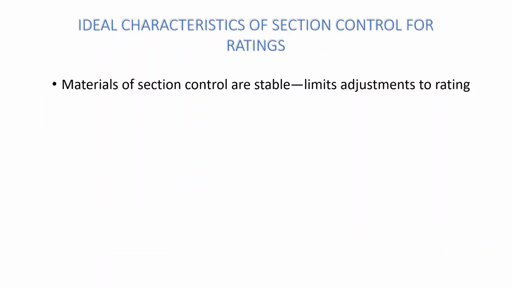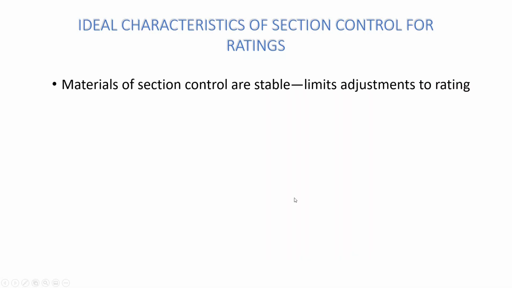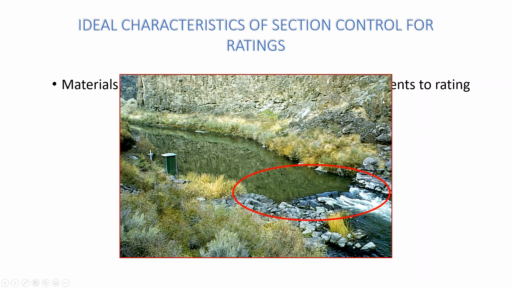So the ideal characteristics of a section control for ratings. The materials of the section control are stable, and it limits adjustment of the rating. This site, as we saw before, is very stable with bedrock and large boulders. So it's going to take a big flood to change that. Most flows will go through here without changing this. Therefore, we won't be doing adjustments or creating new ratings.